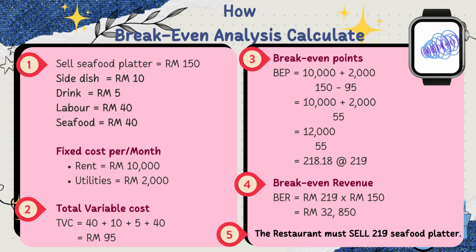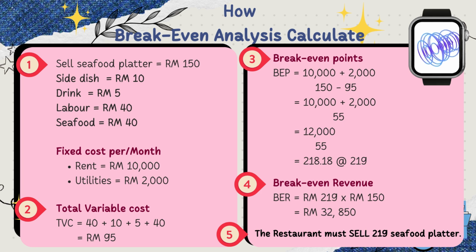You can see 10,000 plus 2,000 and then divide by 115 minus 95. So we get the answer, 219 plates, rounded off. And then step 4, we calculate break-even revenue.